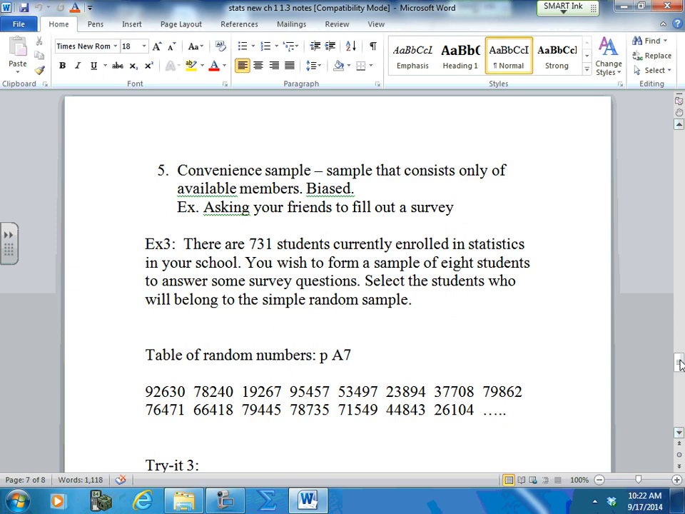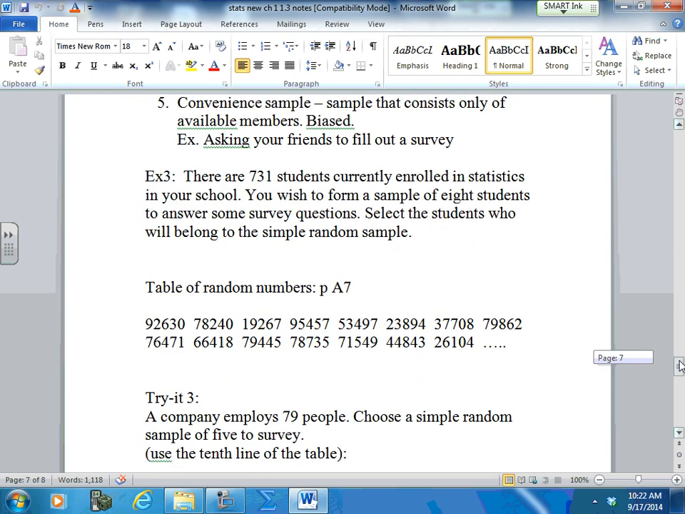Okay? So let's take a look at this. Sample 3. There are 731 students currently enrolled in statistics in your school. You wish to form a sample of 8 students to answer some survey questions. You want to sample them at random. Now, you're going to refer to the table on A7. You're going to start at the first one, and you're going to find me the number of your first 8 students. Monty, come on, A7. I want the first 8 students.